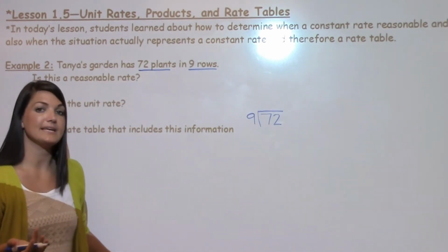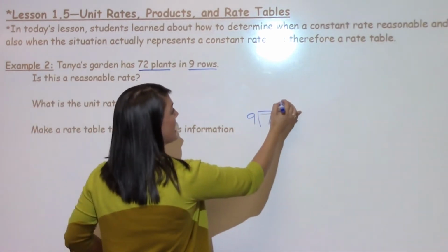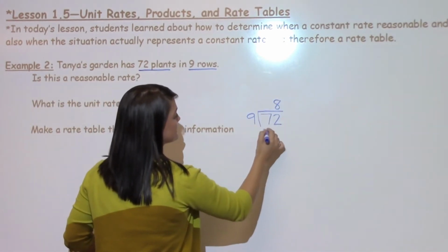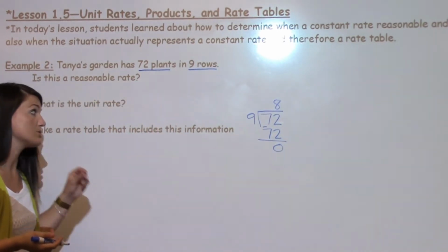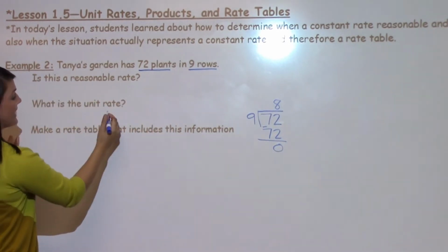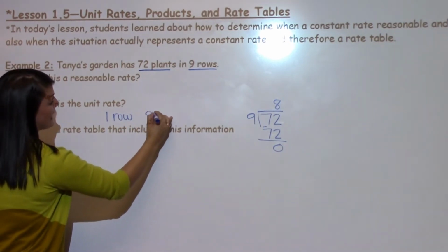When I think about how many times does 9 go into 72, I can count by 9s and I should get 8. 8 times 9 is exactly 72. So I do not have a remainder and I've answered my question. The unit rate is 1 row. In 1 row are 8 plants.